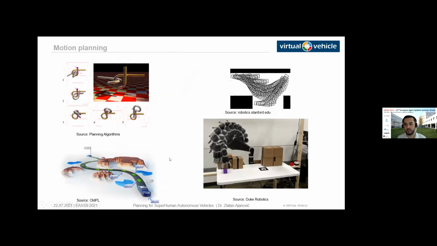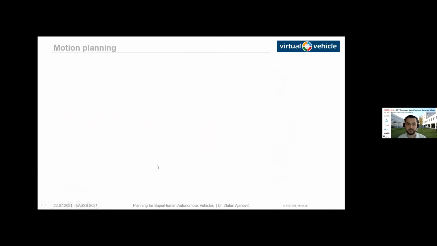And actually, there are many different applications of motion planning. It is very widely used in robotics. It can be used, in this case for example, for solving puzzles, parking, robot motion planning for robotic arms, or for autonomous vehicles.